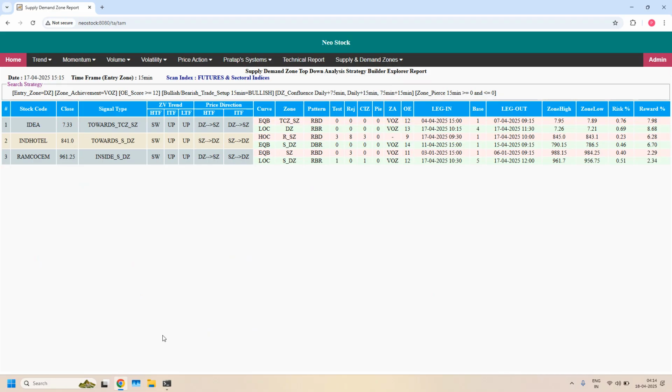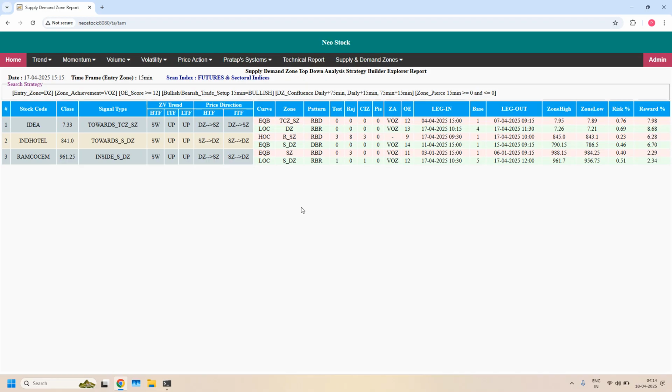we got three stocks. In these three stocks, these 15 minutes demand zones are overlapped with 75 minutes demand zone. Again, both together overlapped with daily demand zone. But daily trend is sideways. So that is the reason why checking EMA confluence does not give any advantage. Okay, this is bullish trade setup for daily income trade.